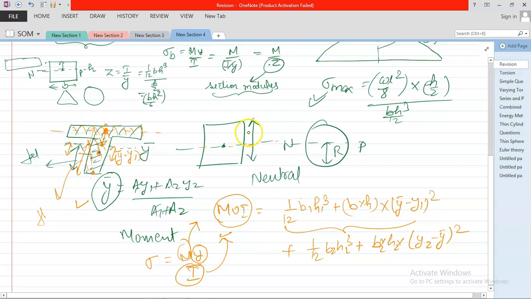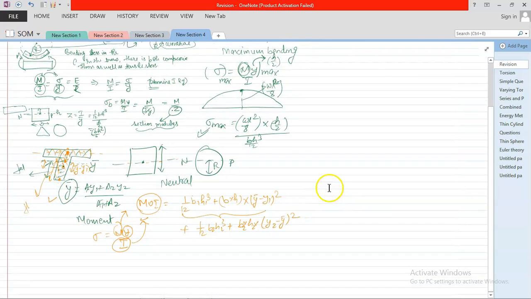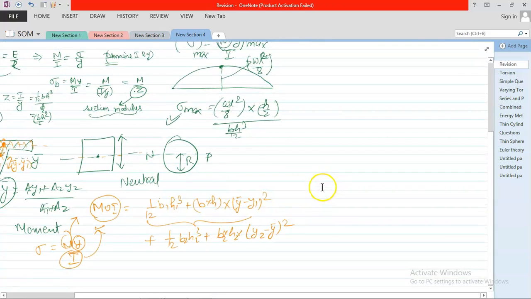Okay. So you know how to find the center of gravity, na? So suppose this is your body. This is from the baseline. Suppose this is the datum that I am considering.